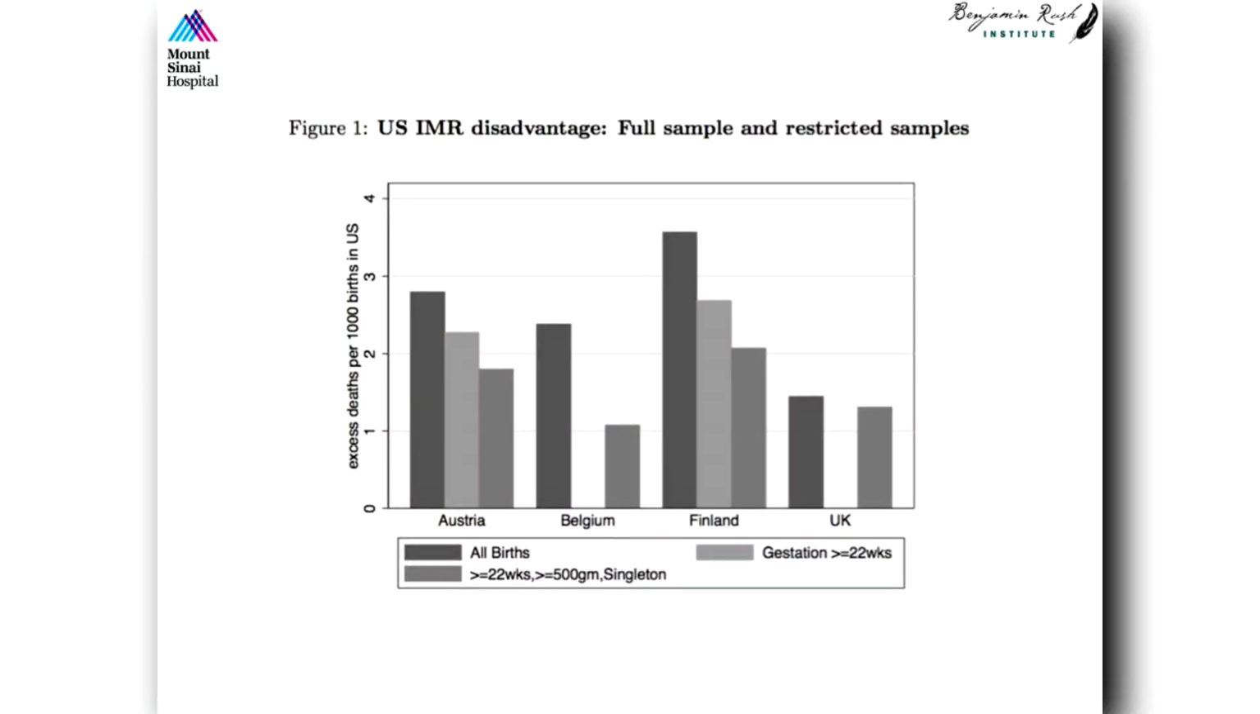But when you limit it to gestation of greater than 22 weeks, that drops a little bit. When you limit it to gestation greater than or equal to 22 weeks, 500 grams, and single pregnancy, because the United States has much higher availability of assisted reproductive technologies that result in higher rates of twin or even triplet gestation that are intrinsically higher risk, that disadvantage actually drops off considerably.